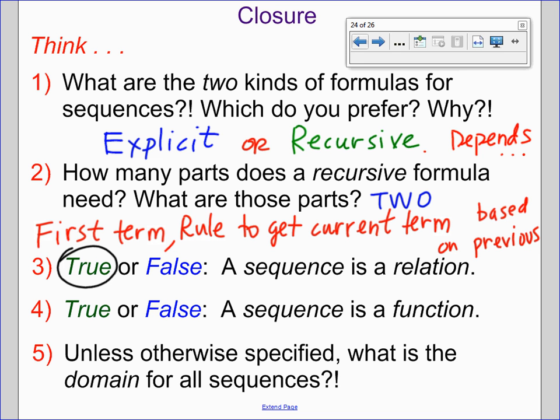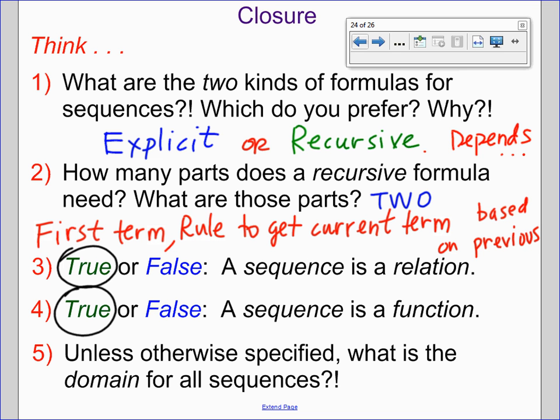True or false, a sequence is a function. Cody? Also true. Thank you. A sequence pairs input values that are term numbers with output values that are term values, right? Since there's only one term value for the third term, it has to be a function. There's no repeated, right? There's not multiple outputs for a given term number. The third term is 11 every time.